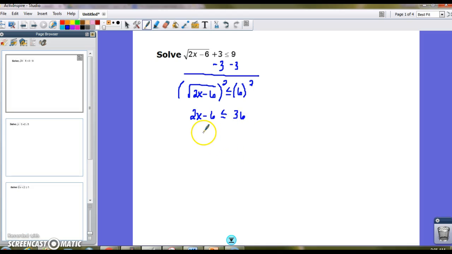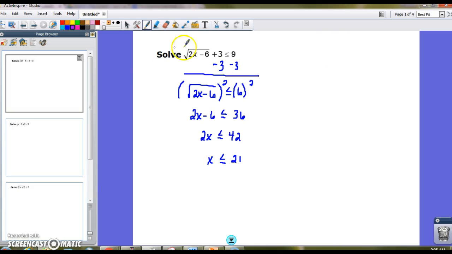And now I'm just solving for x, right? So if I add 6 to both sides, I get 2x is less than or equal to 42. When I divide both sides by 2, I get x is less than or equal to 21. Now that's only part of your solution. The other really important part has to do with the radical itself.